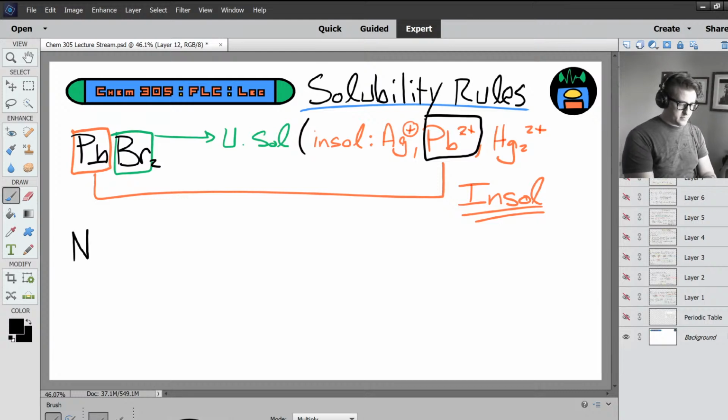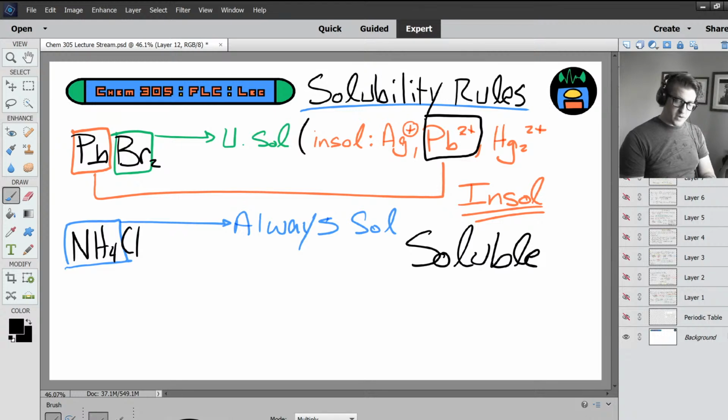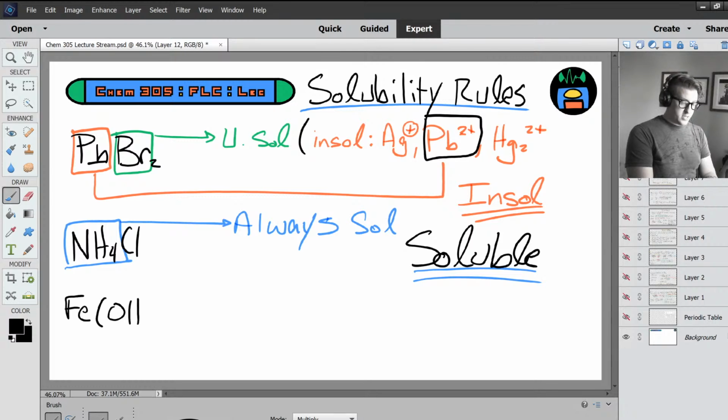Let's do another example. All right, NH4Cl. One of the things you want to train yourself to do is identify your always soluble ions, because if they're there, then you don't have to think about it. It's automatically soluble if you have one of the always soluble ions in the compound. All right? So that's just a really good set of ions to know because they're easy and they will make your life easy.